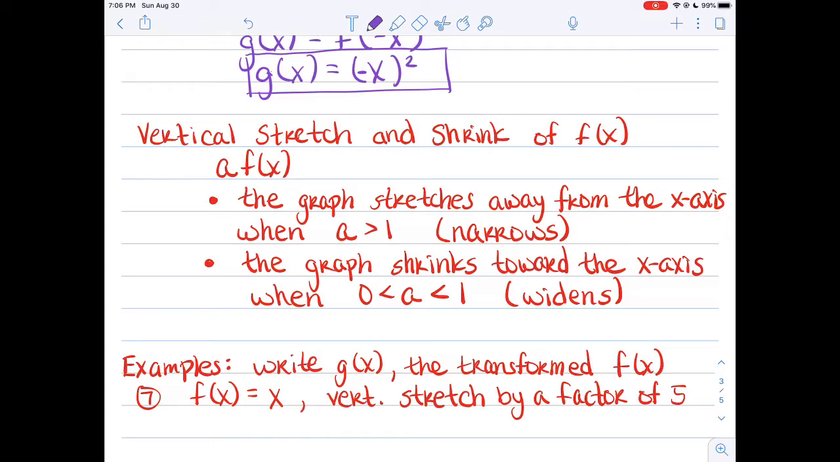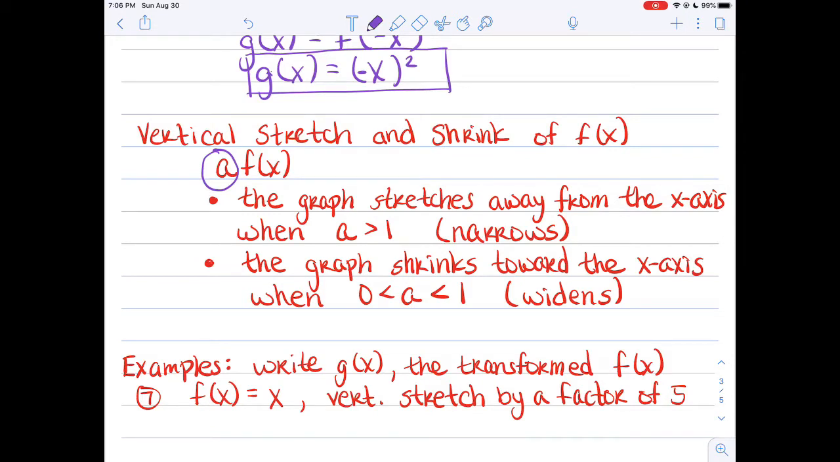Next, we're going to talk about vertical stretches and shrinks of our function f of x, and that is represented by an a out in front of our original function f of x. In order to determine if it's a stretch or a shrink, we need to look at the value of a and compare it to our inequalities here.